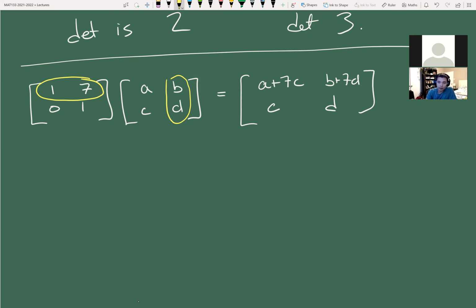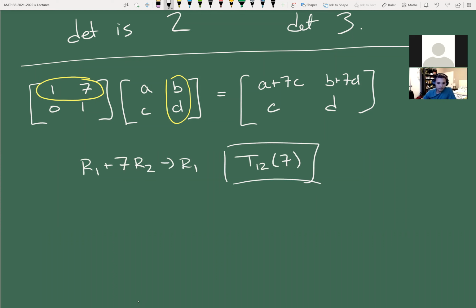Okay, what row operation was this? Row 1 plus 7 R2, right? So this was row 1 plus 7 R2 into row 1, i.e. in the 2 by 2 case, this is T127. Do you all agree? In the 2 by 2 case, assuming that the notation was the same, this is T127, right? It says take row 1 and add 7 row 2 to it. Okay. Now, is there anything special about the number 7?